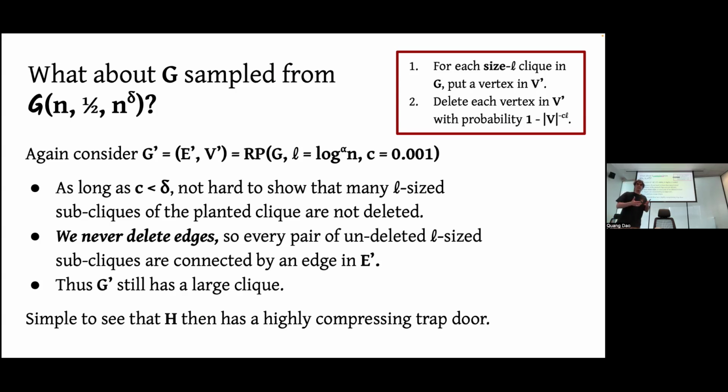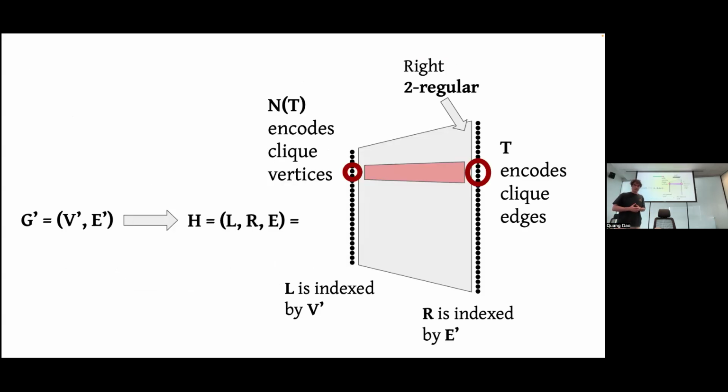And then now it's simple to see that when we do this extension to the graph H, we'll have this highly compressing trapdoor just as we require. Any questions on what I've discussed? Okay. Just looking at it from the graph perspective one more time, we get this trapdoor T, and it has a very compressing neighborhood.